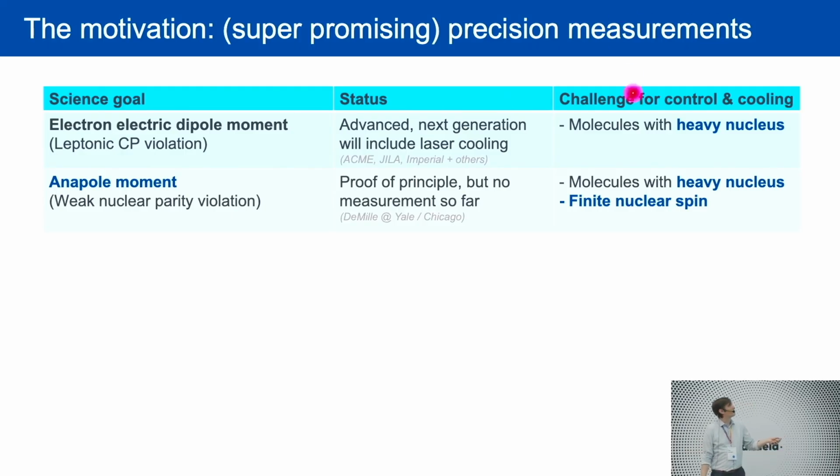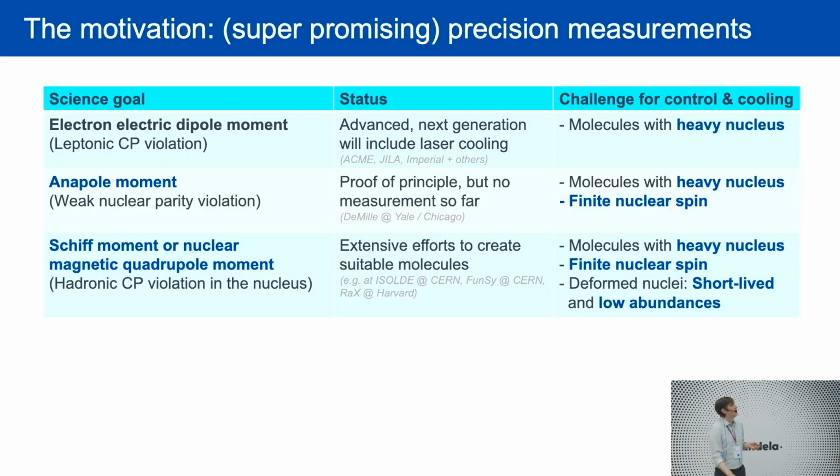For example, searches for properties of the weak interaction, searching for an anapole moment of a nucleus. For this, there's just a proof of principle experiment so far, but no actual measurement. The reason there are no such measurements yet is that we don't have enough molecules, because preparing something that has a finite nuclear spin in a single quantum state is already an issue, and then laser cooling and accumulating it is even more so. Then you may have heard there are a lot of people now working with radioactive molecules at CERN, for example, or even in offline experiments now.